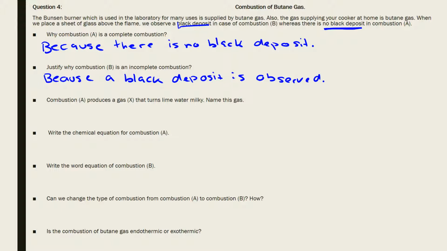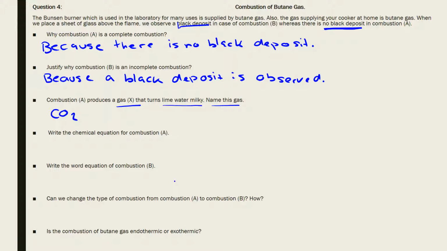Combustion A produces a gas X that turns lime water milky. Name this gas. Remember, if we use lime water, we'd automatically know it's carbon dioxide. Milky, cloudy, it's a similar interpretation, so both the same. So the gas is CO2, because lime water will turn from clear to cloudy in the presence of CO2.